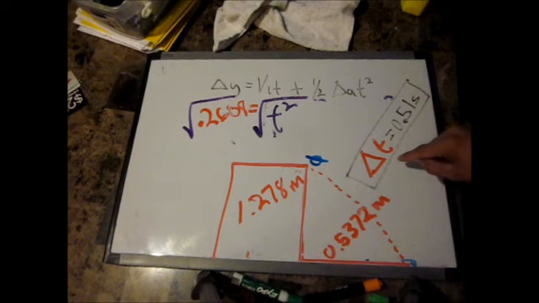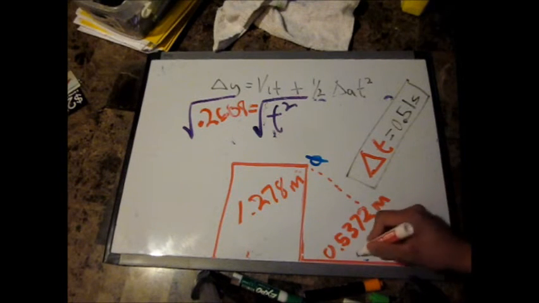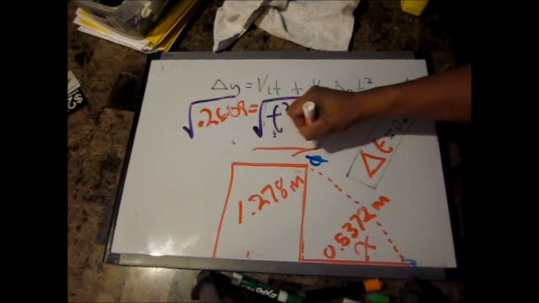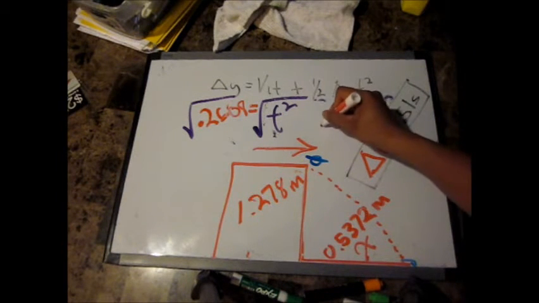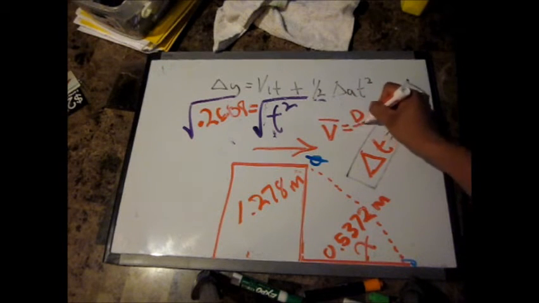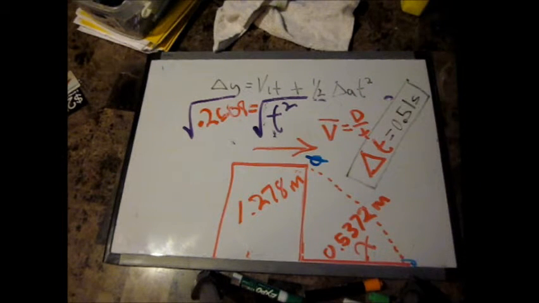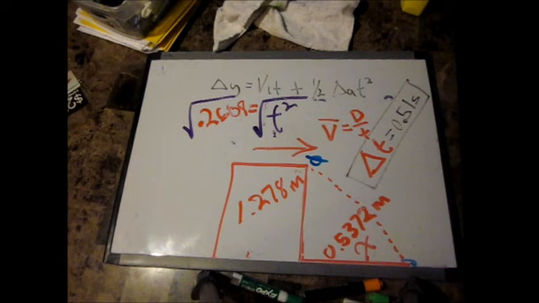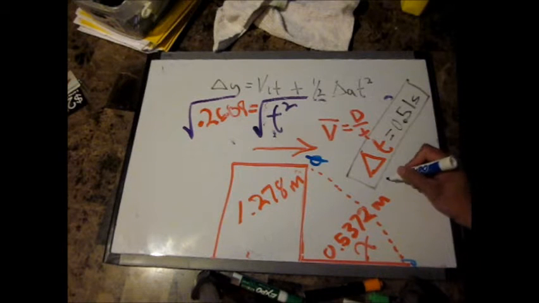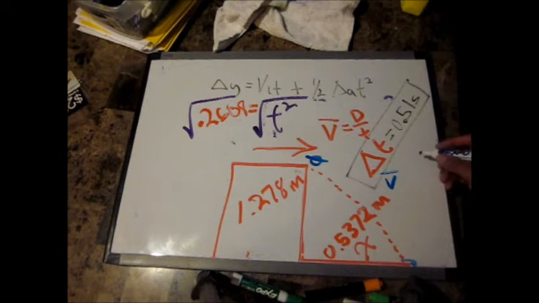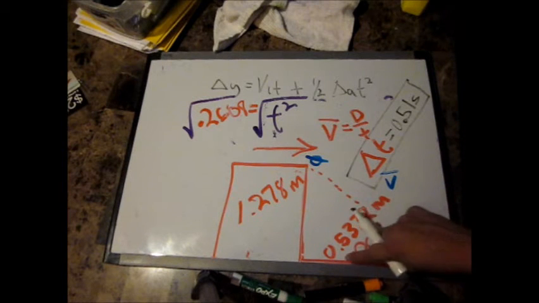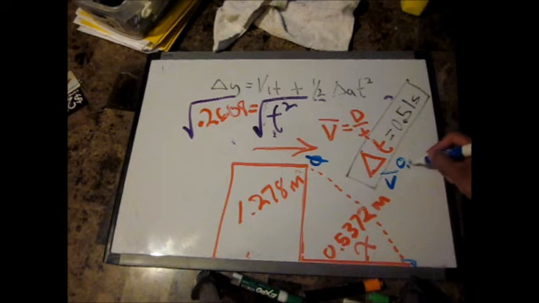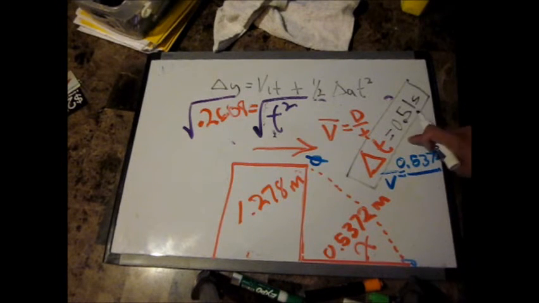Now, we have the change of time here. The second part of the question is asking, what is my horizontal velocity? And remember what we said earlier, that our average velocity equals d over t. That equation will never ever fail us. But here we have our distance, and here we have our time. So we simply make this equation, our v here is going to be, what's our distance? 0.5372. This is what's going to equal. And we divide by our time, which is 0.51.